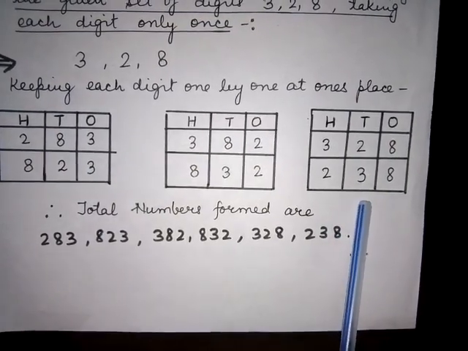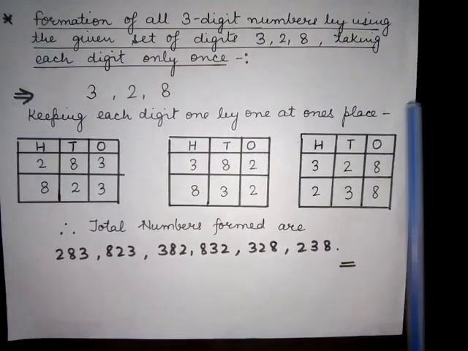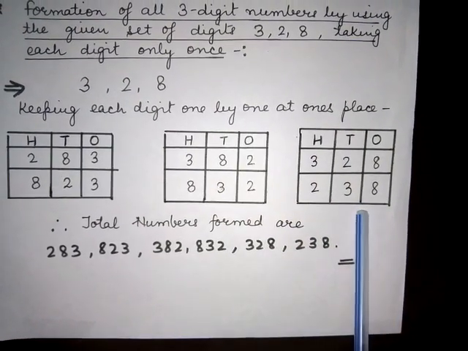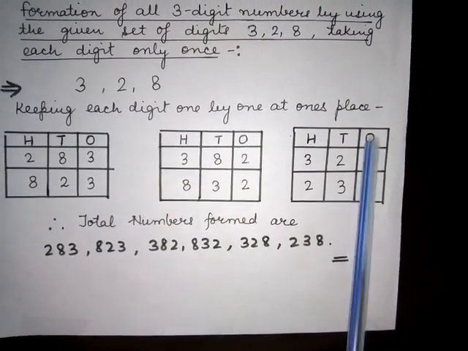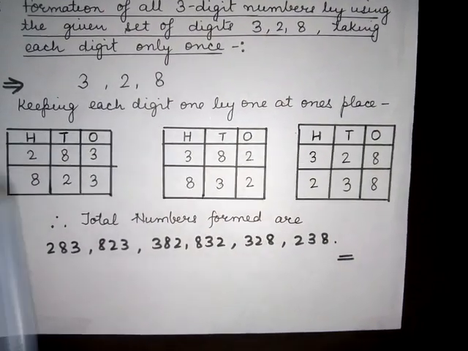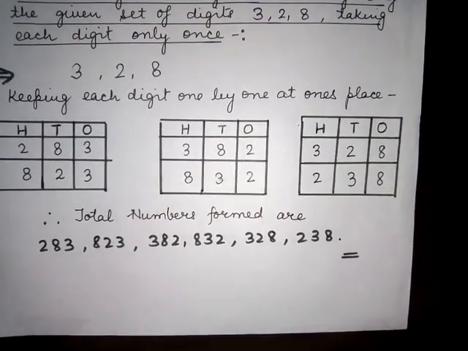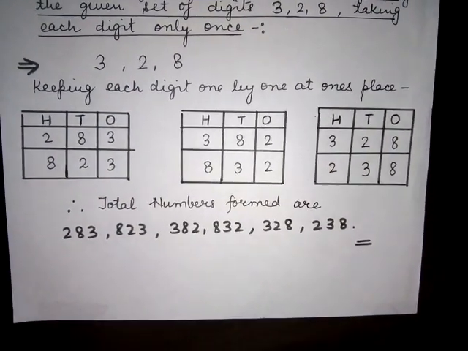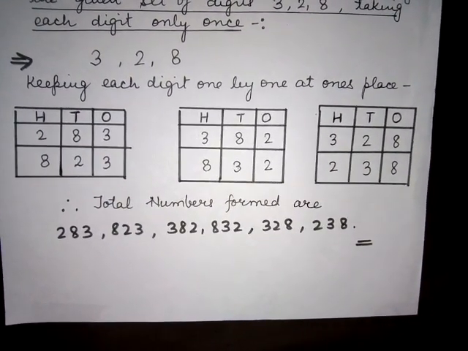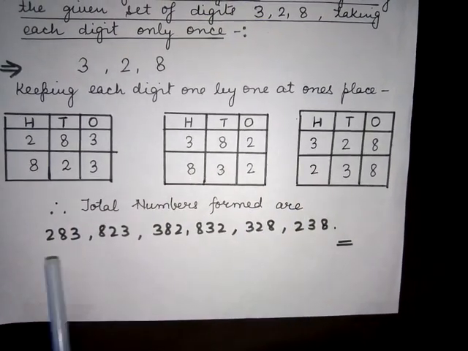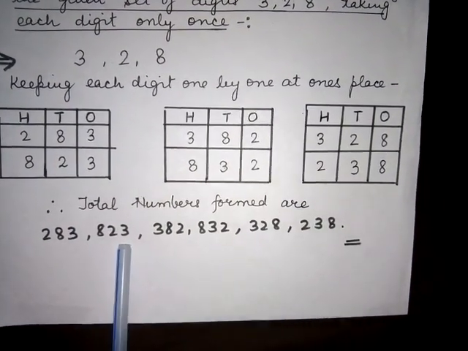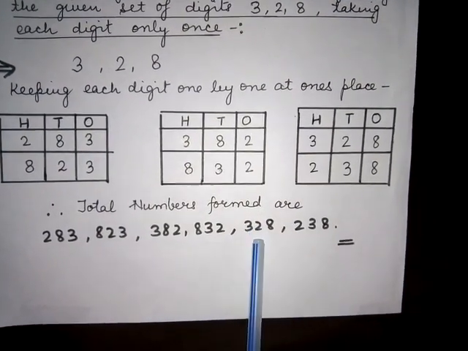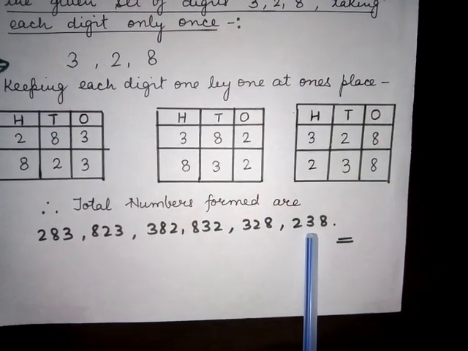And in the last, I have to keep 8 at one's place and change the place of 2 and 3. So how many numbers are formed? 2 numbers are formed. So in all, how many numbers are formed? Total 6 numbers are formed. 6 3-digit numbers are formed by using these 3 digits, by taking each digit only one time. So the total numbers formed are 283, 823, 382, 832, 328, 238.